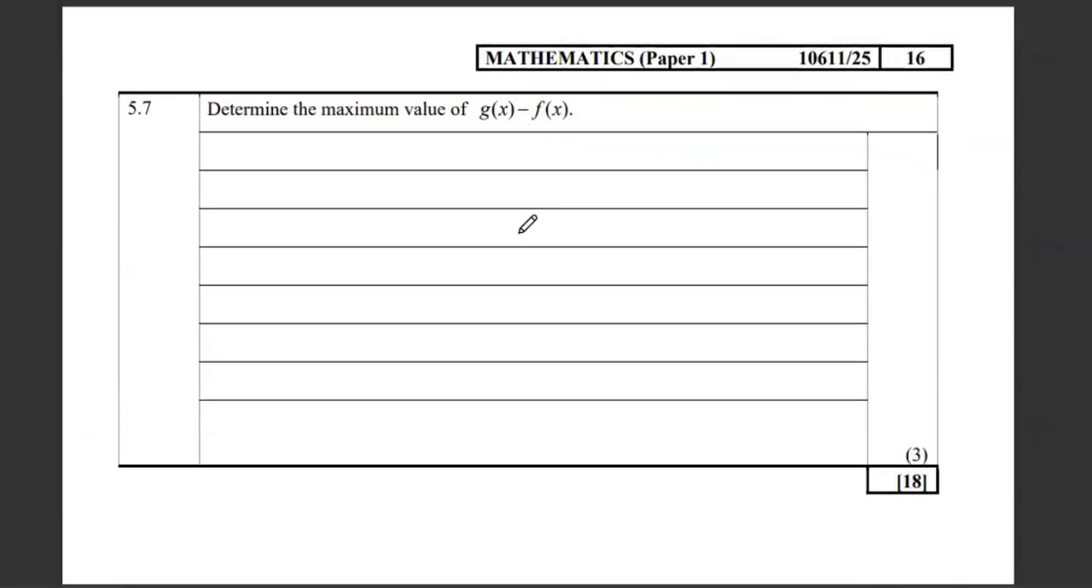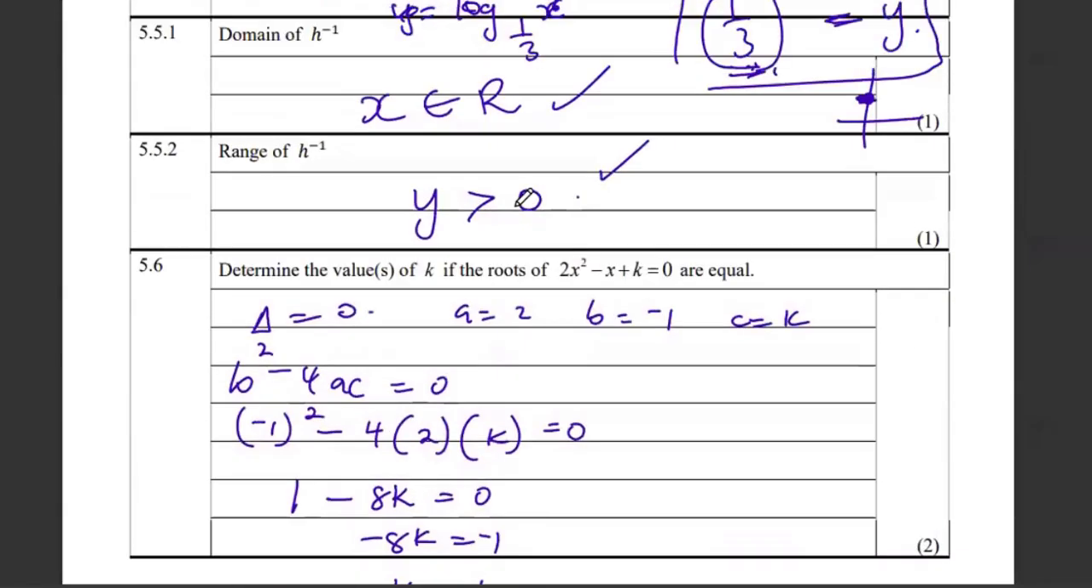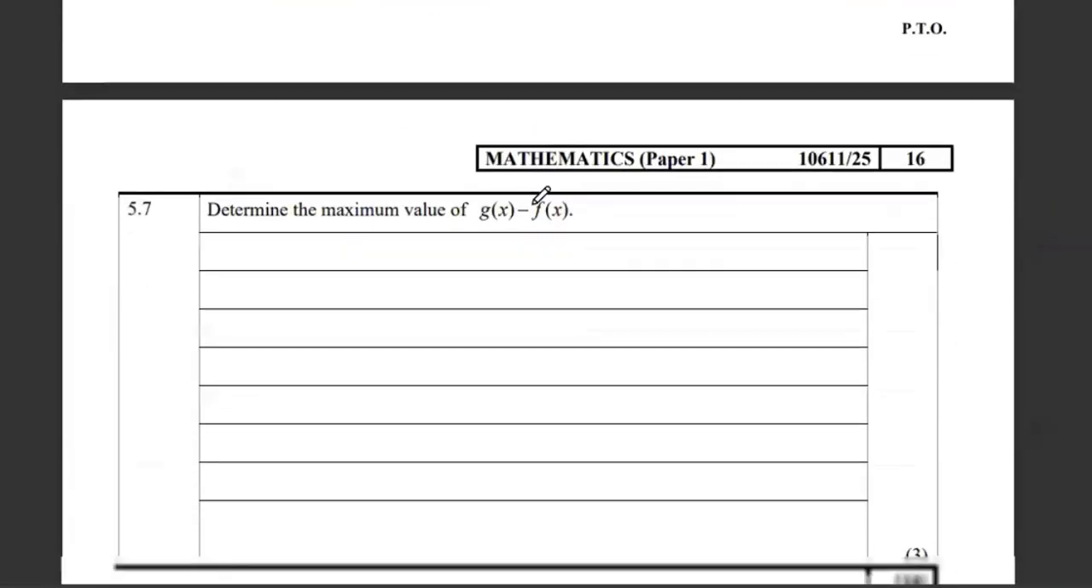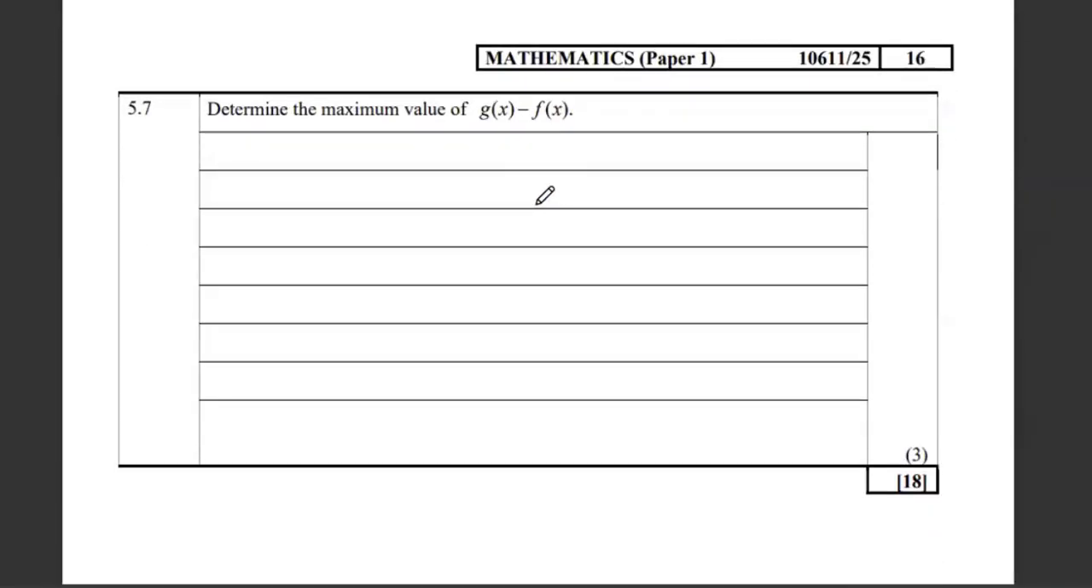5.7, they want us to get the maximum of g of x minus f of x. So we know that g of x was, what was the g? It was 3x minus 9 over 2, minus our f of x, which is 2x squared minus x minus 15. This is the expression. Then let's open it up, but they want the maximum value.